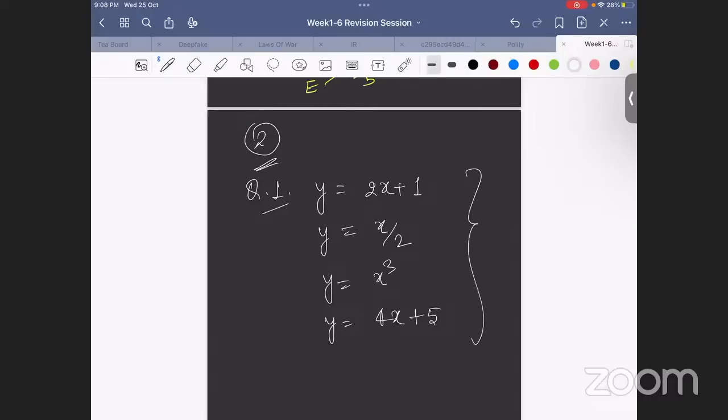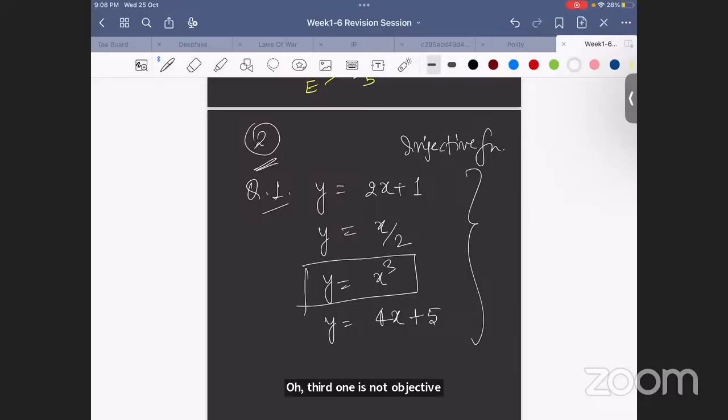Tell me how many of them are injective functions? So all of them are injective. Yes, sir. Is it clear? Is the third one not injective? Yeah, all are injective, sir. Even the third one, all are injective.